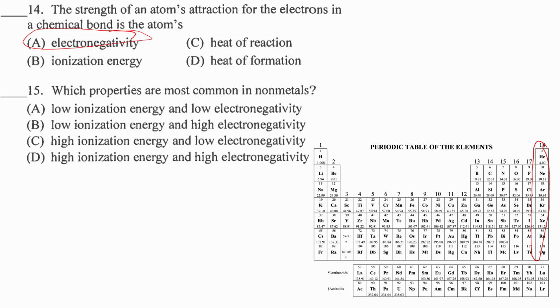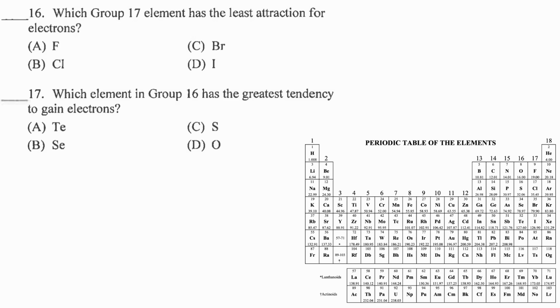Now, number 15 says which properties are most common in nonmetals. Remember your nonmetals are over here on the periodic table. This would show high electronegativity and high ionization energy, which means your answer would be D for this slide. Number 16, which group 17 element has the least attraction for electrons? Remember, the attraction for electrons is electronegativity, and the highest electronegativity is fluorine. So if fluorine is your answer choice, that would be the answer.